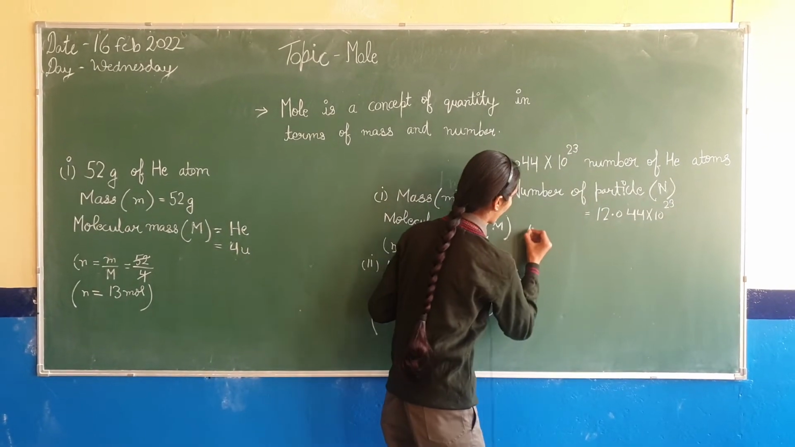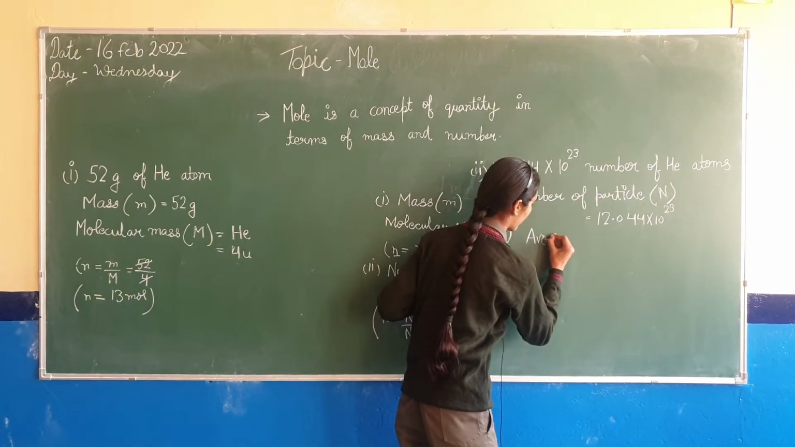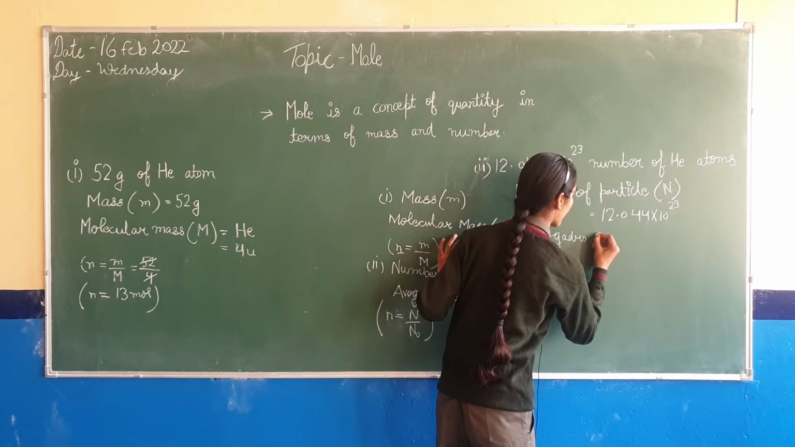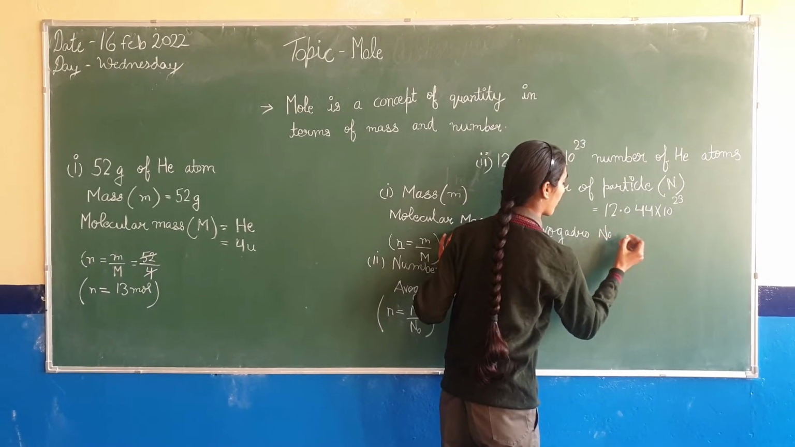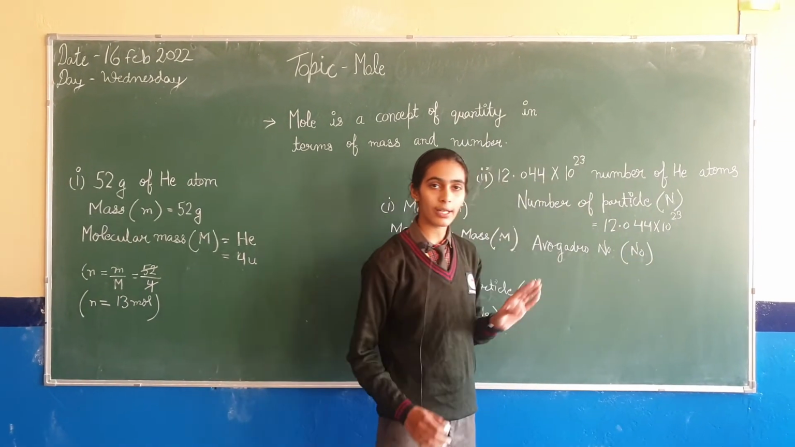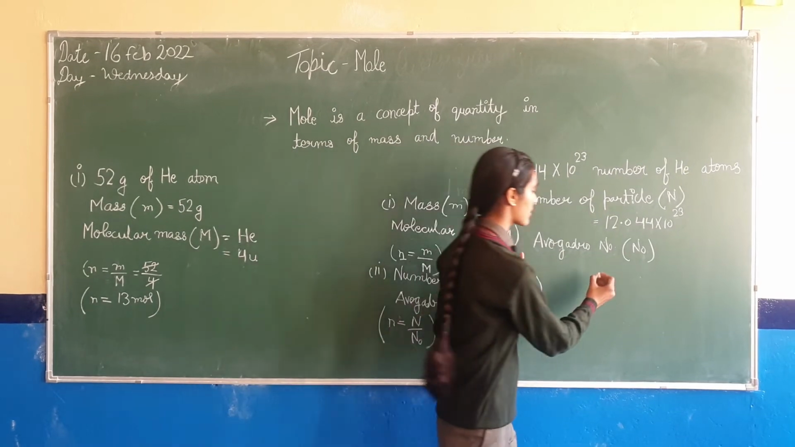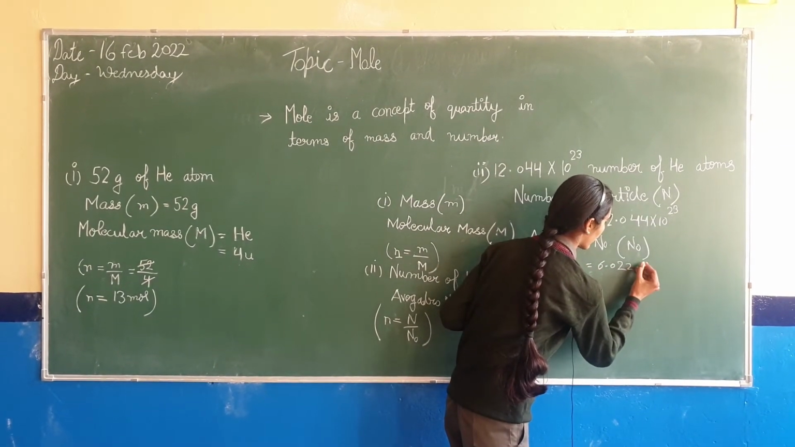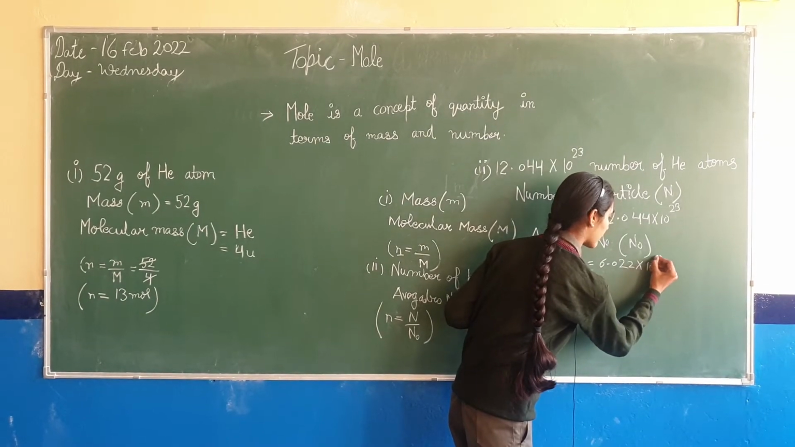Second, we want Avogadro number. We will represent Avogadro number by NO. The value for Avogadro number is fixed, that is 6.022 into 10 raised to power 23.